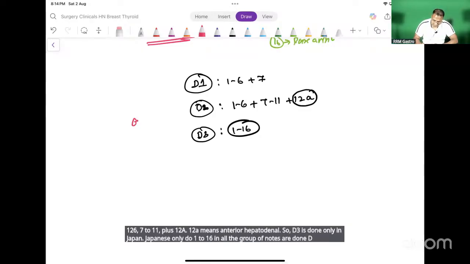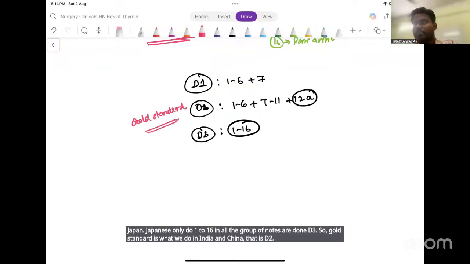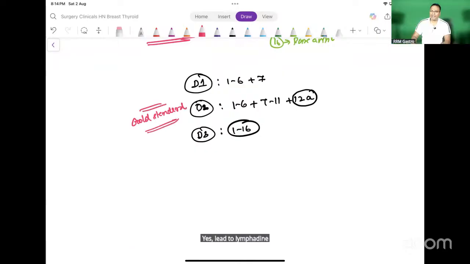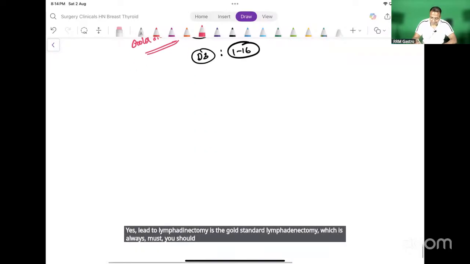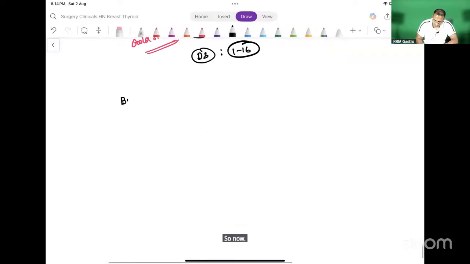So the gold standard is what we do in India and China. That is D2. D2 lymphadenectomy is the gold standard lymphadenectomy, which is always a must. You should tell this always in exam. So now, related to Billroth 2 reconstruction.